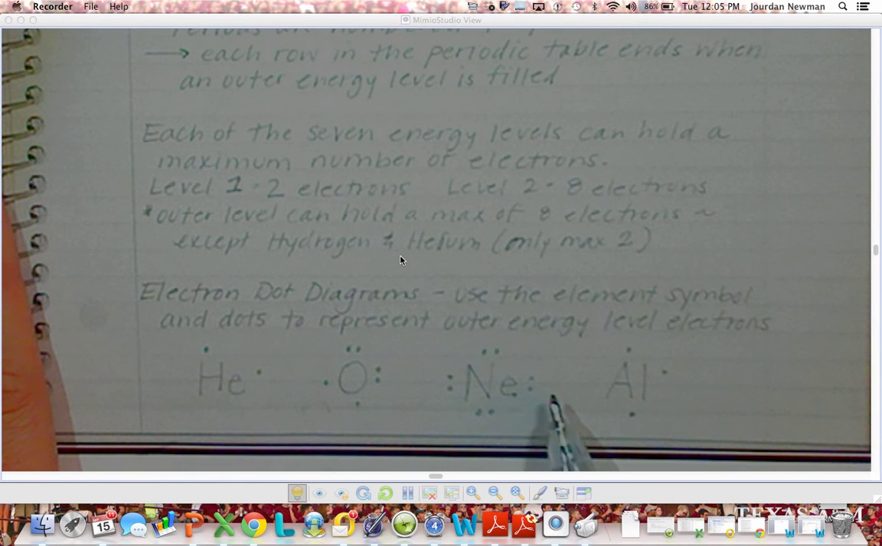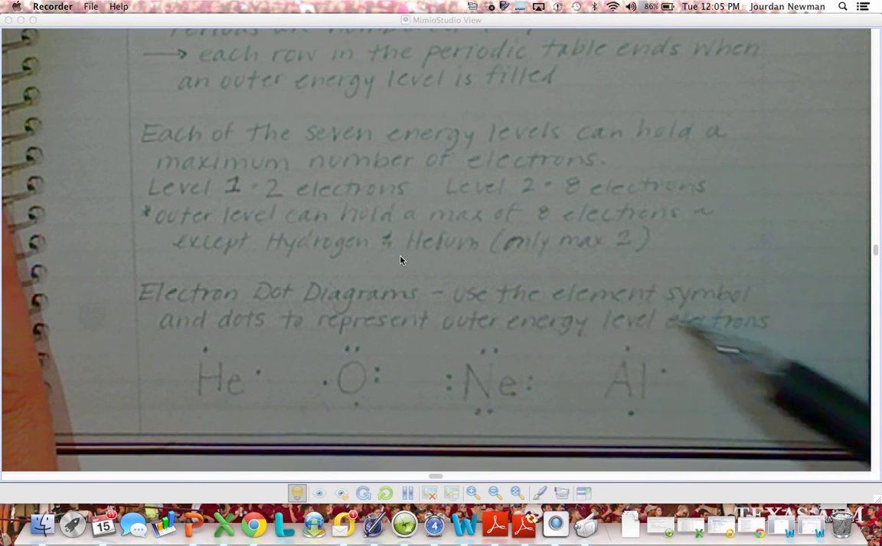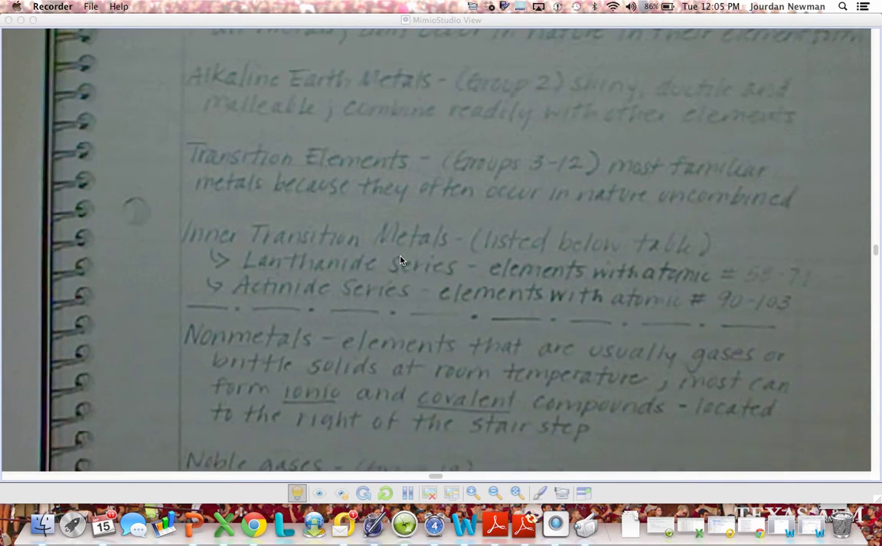All right, we've already talked about the electron dot diagrams of the Lewis structure, so don't spend any time writing that down. You don't need to write that down.